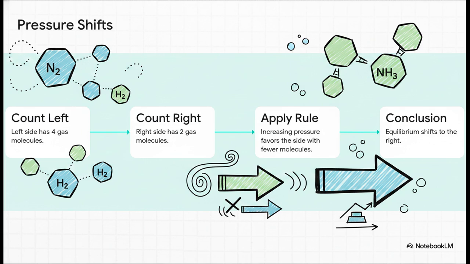Step 3, we know from Le Chatelier that increasing pressure favors the side with fewer molecules. Therefore, step 4, the equilibrium shifts to the right and more ammonia is produced. See? You literally just successfully decoded chemical behavior.